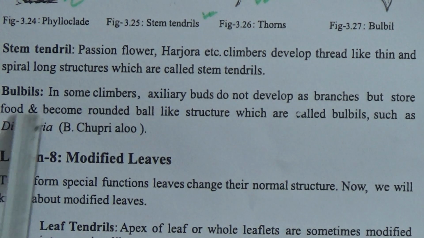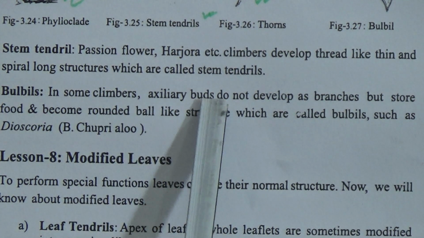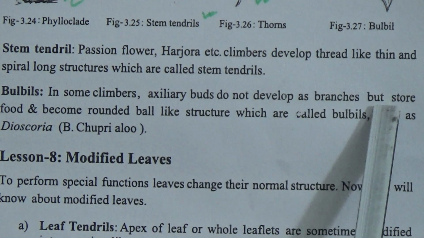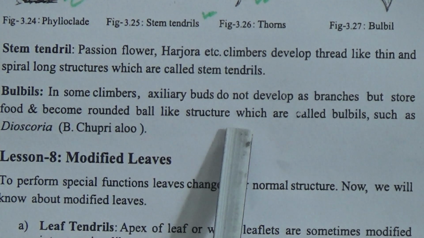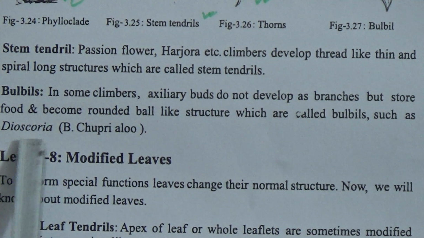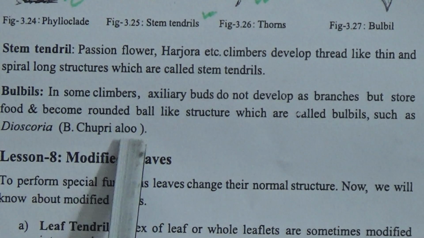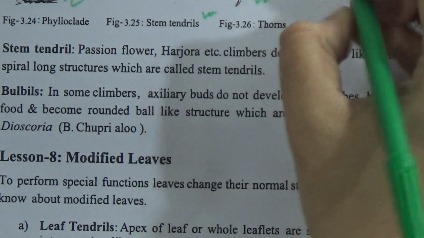And now bulbil. In some climbers, auxiliary buds do not develop as branches but store food and become rounded ball-like structures, which are called bulbils, such as Dioscorea, Bangla name Chhoto alu. And here is the picture of bulbil, and this part is called bulbil.